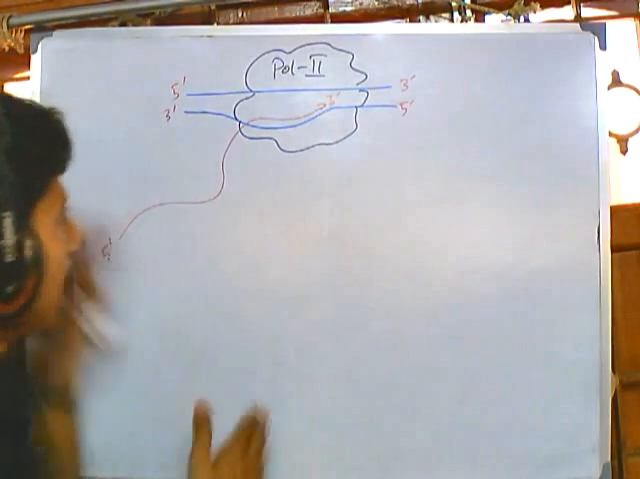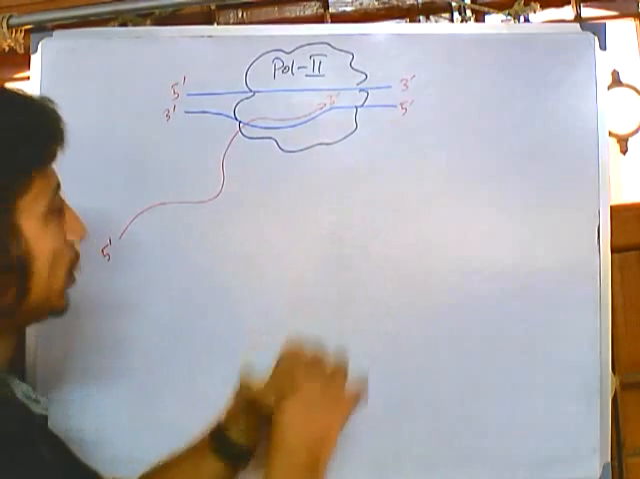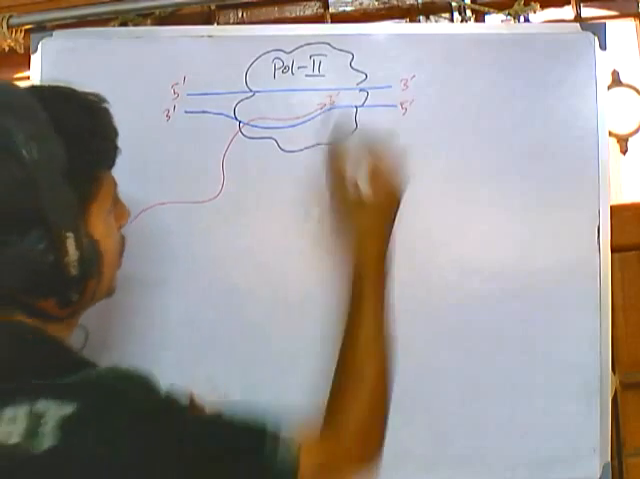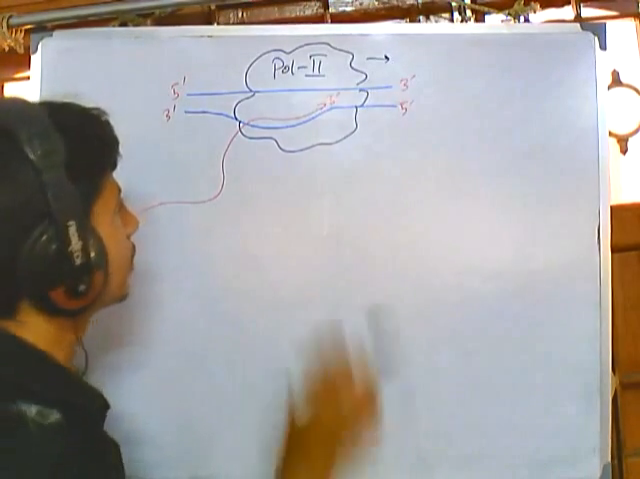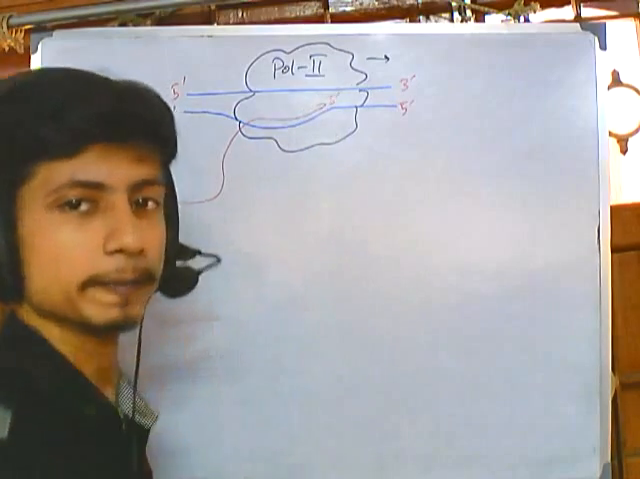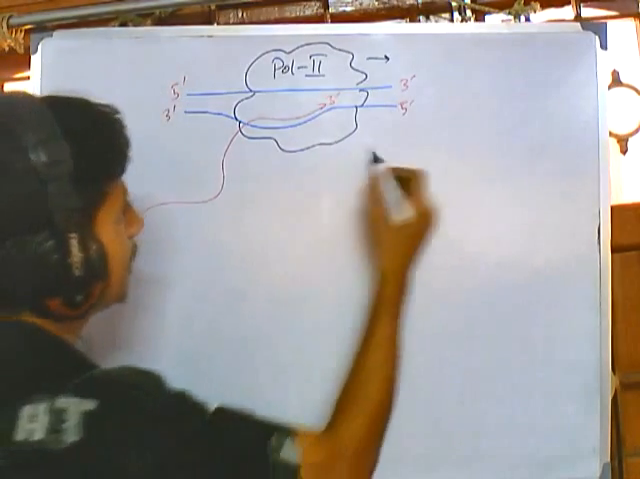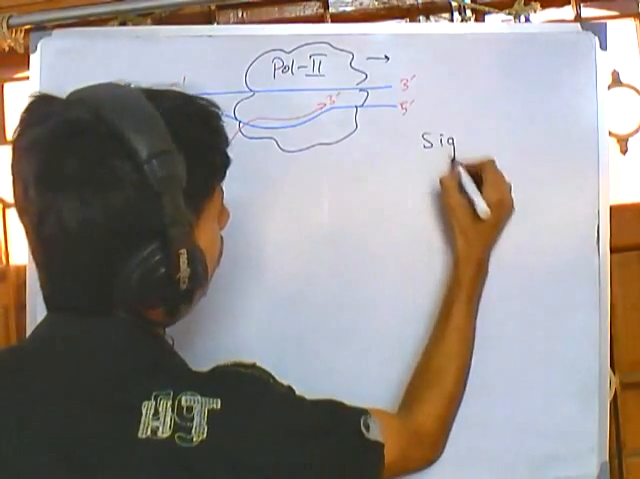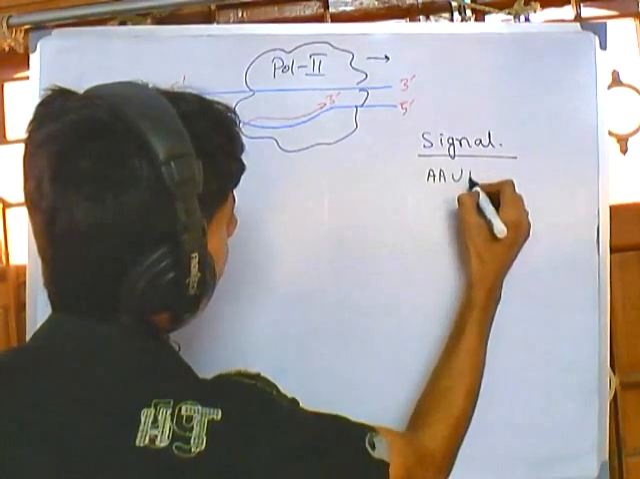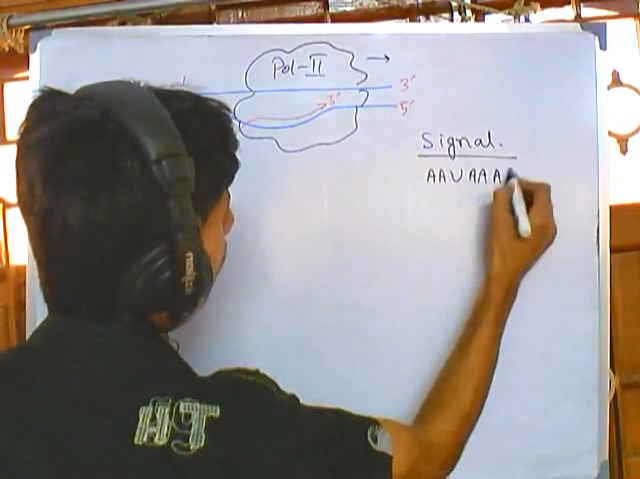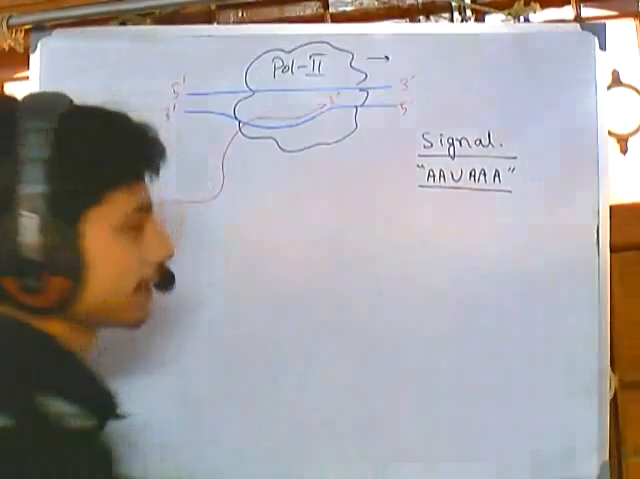Now what will happen, as the polymerase is moving in this forward direction, it will encounter a signal in the RNA. What is the signal? The signal is like that, A U A. More or less the signal is like that.